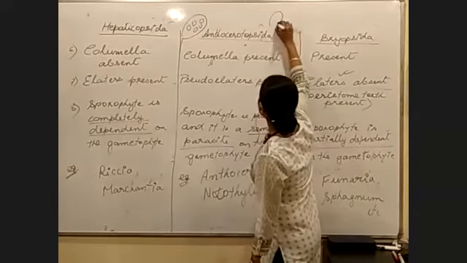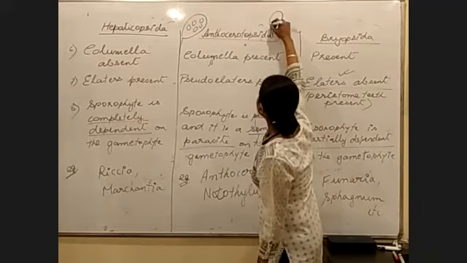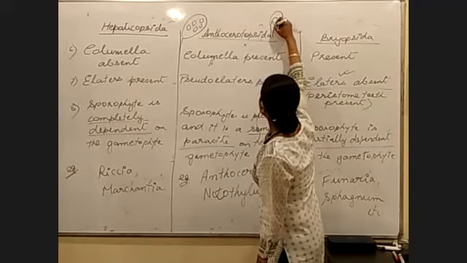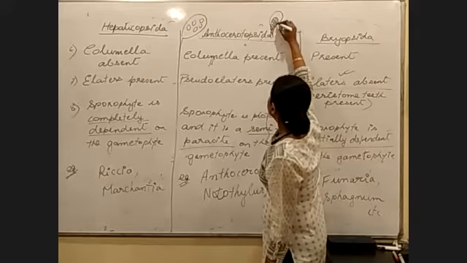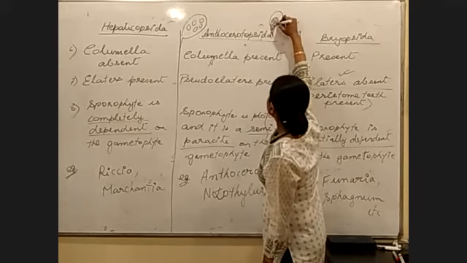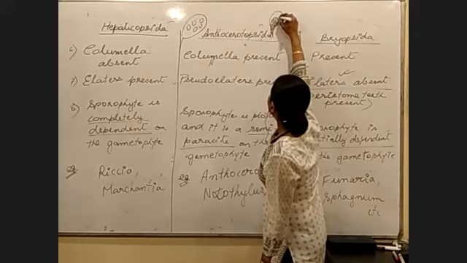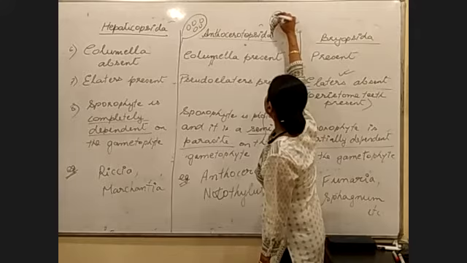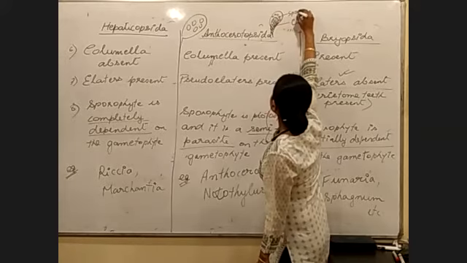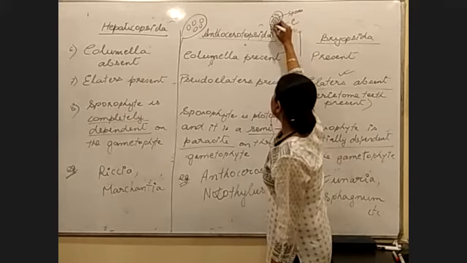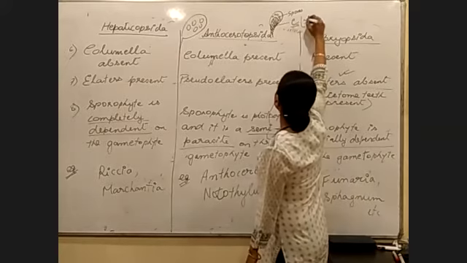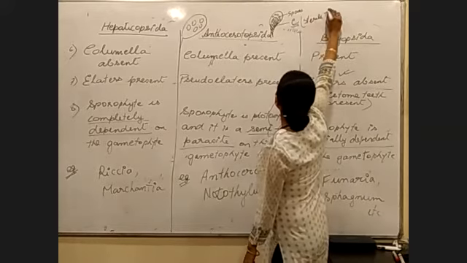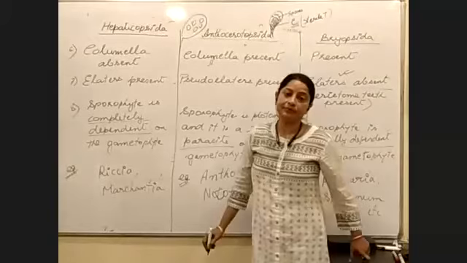If suppose we are talking about this as a capsule, this central mass is called columella. So this is the sterile part, and behind it is the fertile part, which we call spores. So this central mass is called columella. Sterile tissues. Clear?